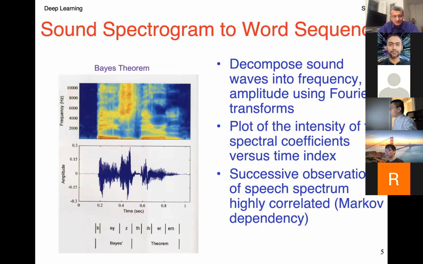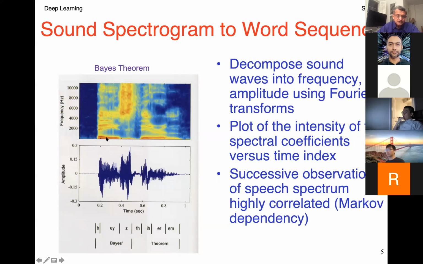This is just another example of sound spectrogram to word sequence. This is someone speaking Bayes' theorem. So this is a sound spectrogram. This is with respect to time, and we have a plot with respect to frequency. We're going from 2000 to 10,000 hertz. There is a predominance perhaps here of the lower frequencies, probably a male voice again. The colors here indicate the density of that particular frequency.